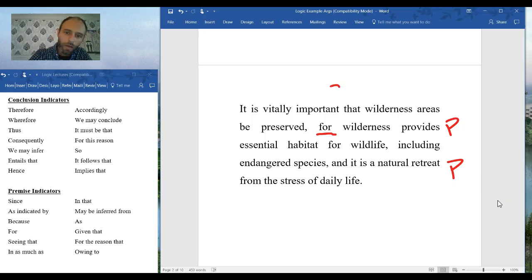So it works out that the conclusion is first, and then we get that word "for," and then we see two premises after that. Again, note how much we can do with just this word for. We just have one premise indicator, and with that one premise indicator, we're able to figure out that this argument has two premises and a conclusion that comes before the premise indicator.